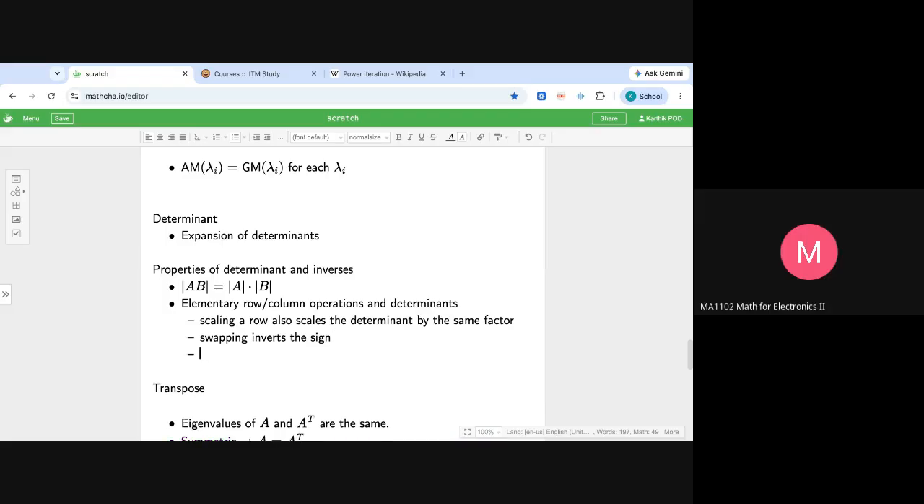Now, adding a constant times one row to another row, not to the same row, because if you add to the same row, you could end up getting a zero row. Like I can add row one plus minus one times row one. That is not allowed.